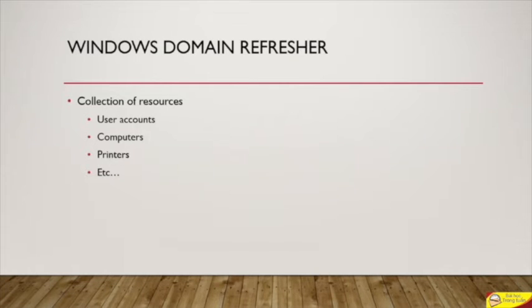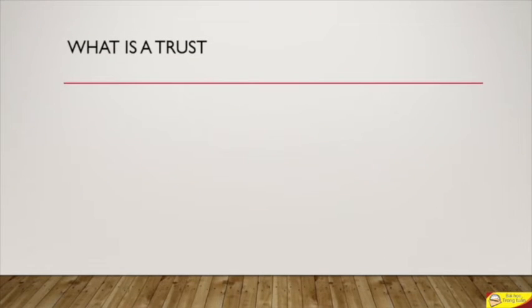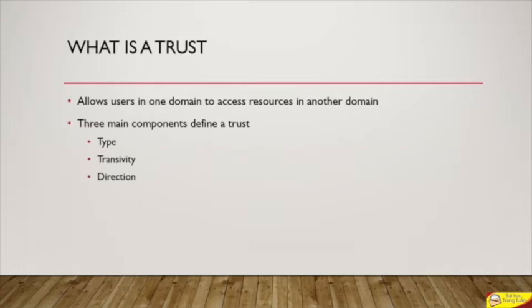Okay, so now that we've refreshed on what a domain is, let's talk about what is a trust. Now, a trust allows users in one domain to access resources in another domain. Now, that's at the most basic level. There's three main components that define a trust. There's the type of the trust, there's transitivity, and then there's the direction of the trust.